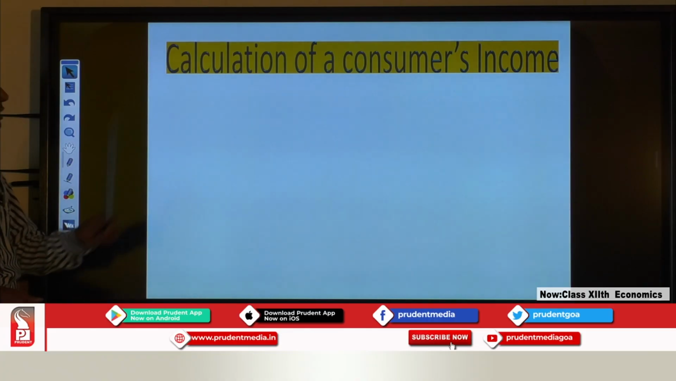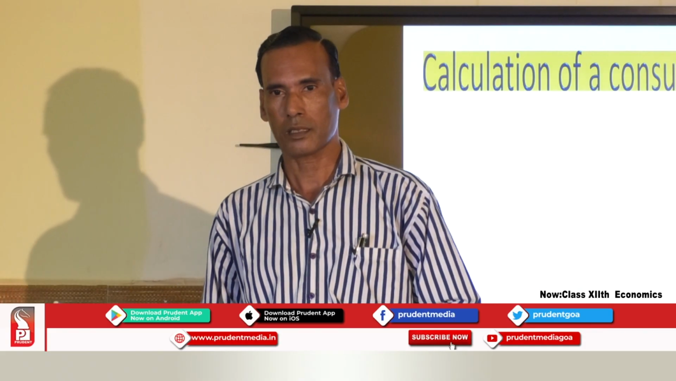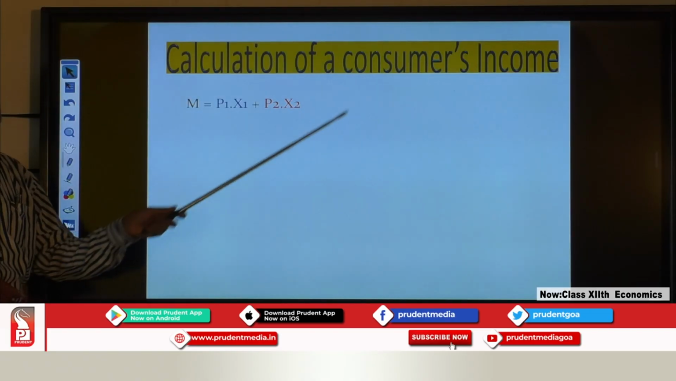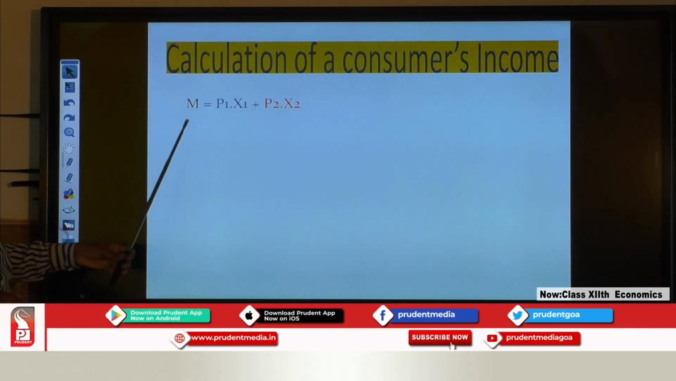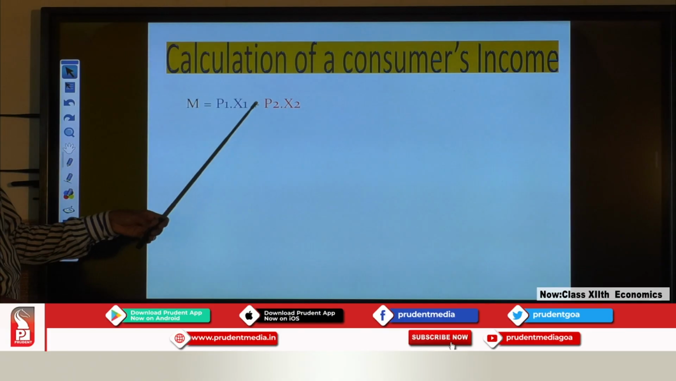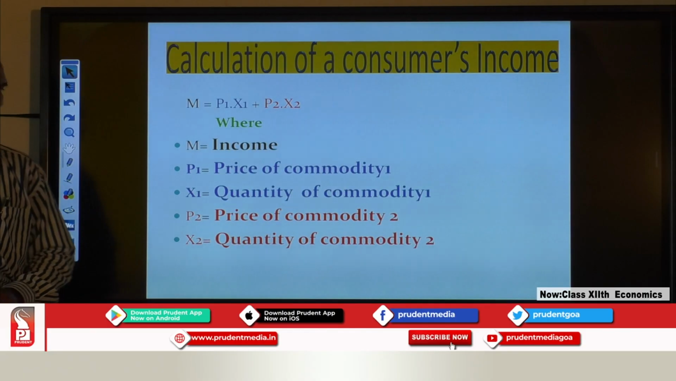Now, calculation of the consumer's income. Many a time a question is asked on calculation of the income of a consumer. The formula to calculate the income of the consumer is M equals P1 into X1 plus P2 into X2. M is the income of the consumer, P1 is the price of commodity 1, X1 is the quantity of commodity 1, P2 is the price of commodity 2, and X2 is the quantity of commodity 2.